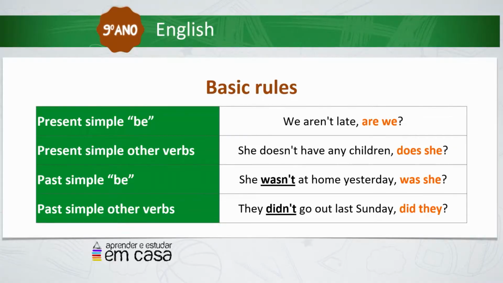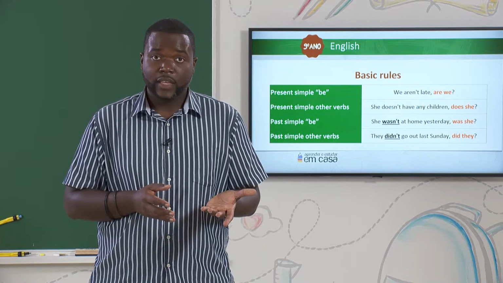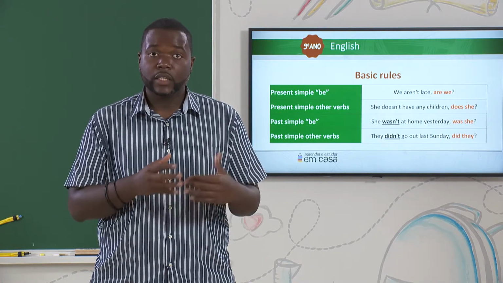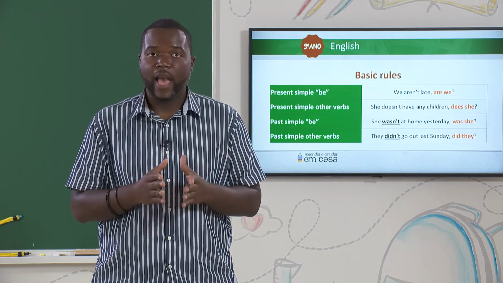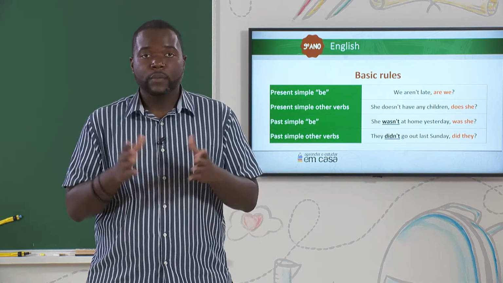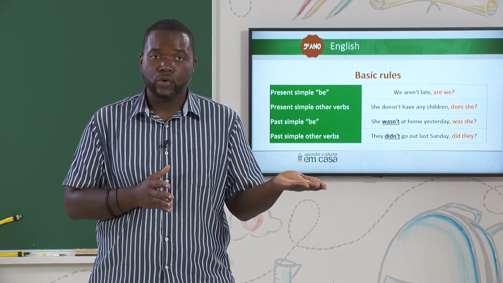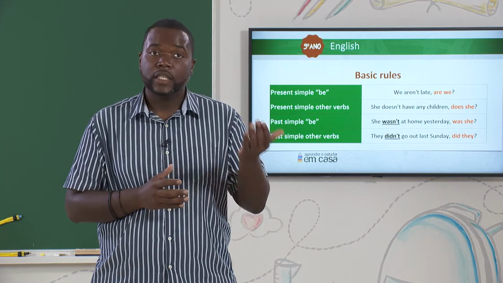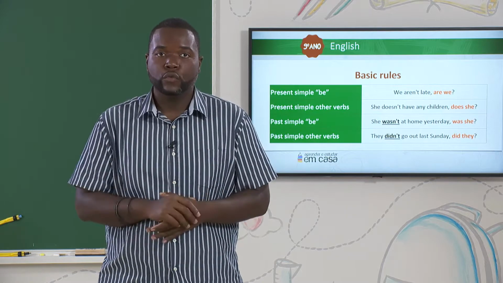The last rule is the past simple with other verbs. They didn't go out last Sunday, did they? Well, students, what we have with this last example is the use of past simple with other verbs. They didn't go out yesterday. What do we have here? We have did plus not, didn't, and the verb go. So the main clause is in the negative, while the second clause, where we are asking for confirmation, is in the positive. Did they? Well, now let's see some practical examples of how to use question tags.